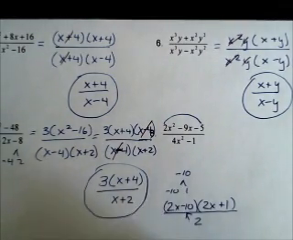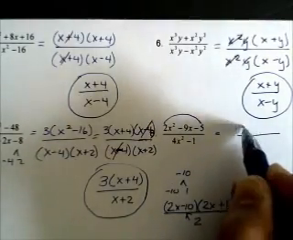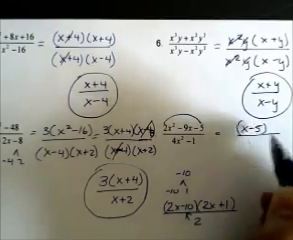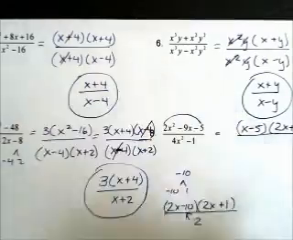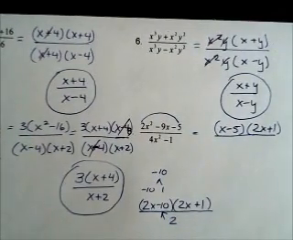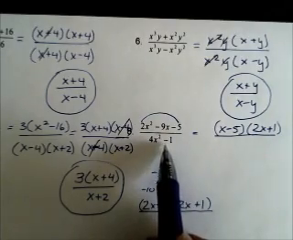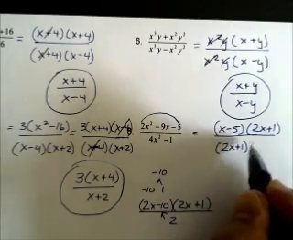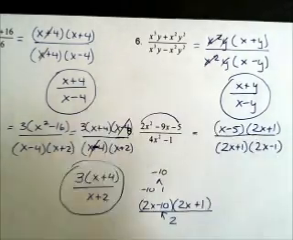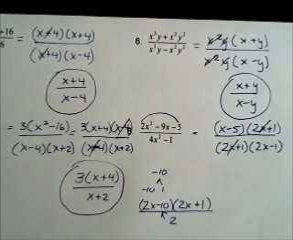2 divides evenly into 2x minus 10. It goes in x minus 5 times. So x minus 5 times 2x plus 1 are the factors of our numerator. Our denominator, recognize this as a difference of 2 perfect squares. 2x plus 1 times 2x minus 1. And our 2x plus 1s are common to numerator and denominator. They divide out or cancel out.